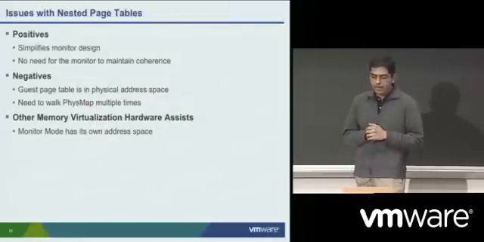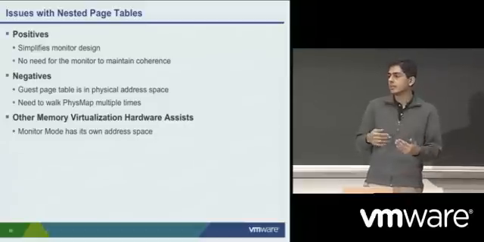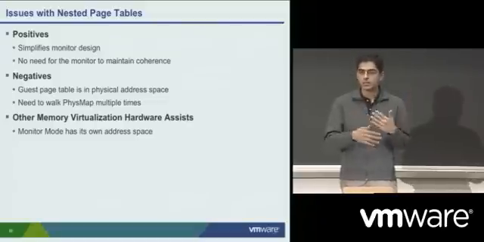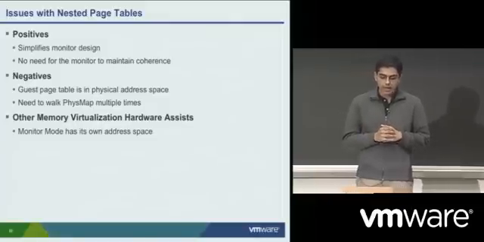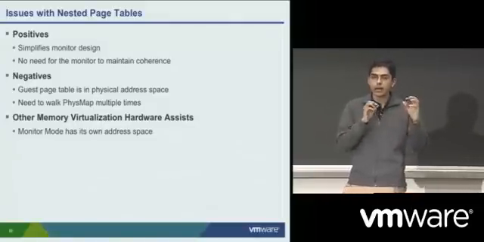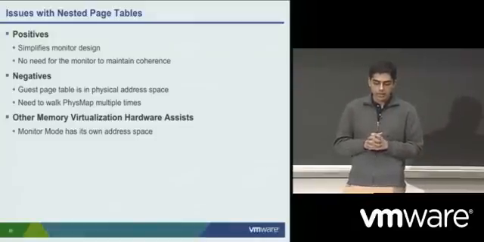So as I said before, the picture looks much simpler than the shadow page table case. It simplifies the virtual machine monitor's own design. The monitor now does not have to have all this significant complexity in routines to walk through the entire guest page table in software. There's no need for the monitor to maintain coherence between one data structure called the shadow page table and another data structure called the guest page table, and so on.